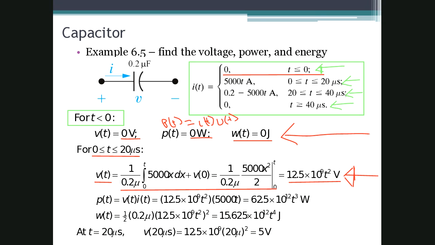Alright, so there's one equation, and from that, you should be able to derive the rest. We know that P of t is equal to V of t times I of t. I gave you V of t, and the equation itself will give you I of t during that time interval. Remember, I of t is equal to 5,000 t amps between 0 and 20 microseconds.